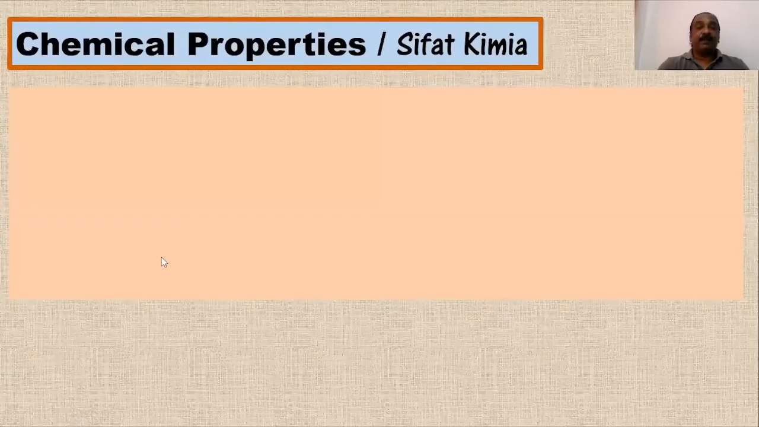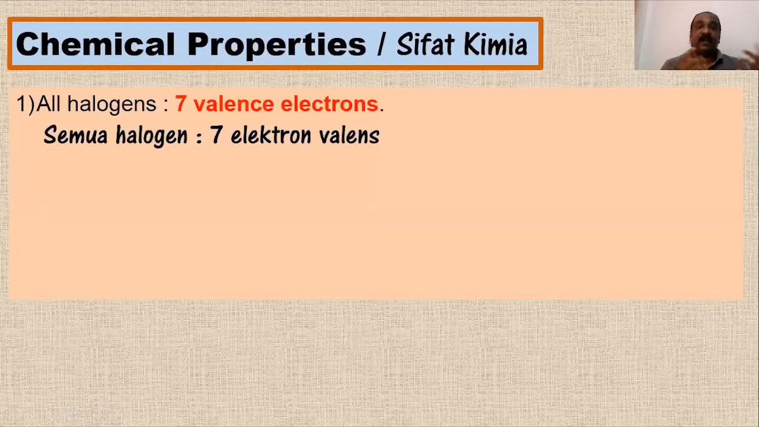Now chemical properties. Chemical properties for group 17 is more important than group 1, especially with iron. Okay, so now we'll see the reactivity-wise. Group 1 has 1 valence electron, so group 17 have 7 valence electrons.